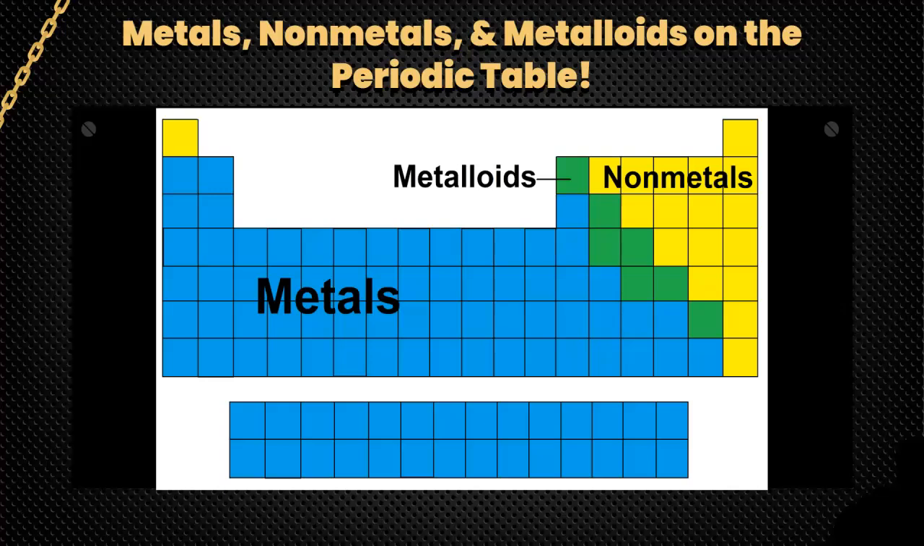Here we can see where the metals, nonmetals, and metalloids are on the periodic table. You'll notice that the metals are mostly in the bottom left corner of the periodic table, and they take up the majority of the periodic table. Most of the nonmetals are in that top right section, and the metalloids follow this staircase shape right in between the metals and the nonmetals. The only exception is going to be hydrogen. So hydrogen is a nonmetal, but it's the only nonmetal that's on the left side of the periodic table. So it's here in the top left.